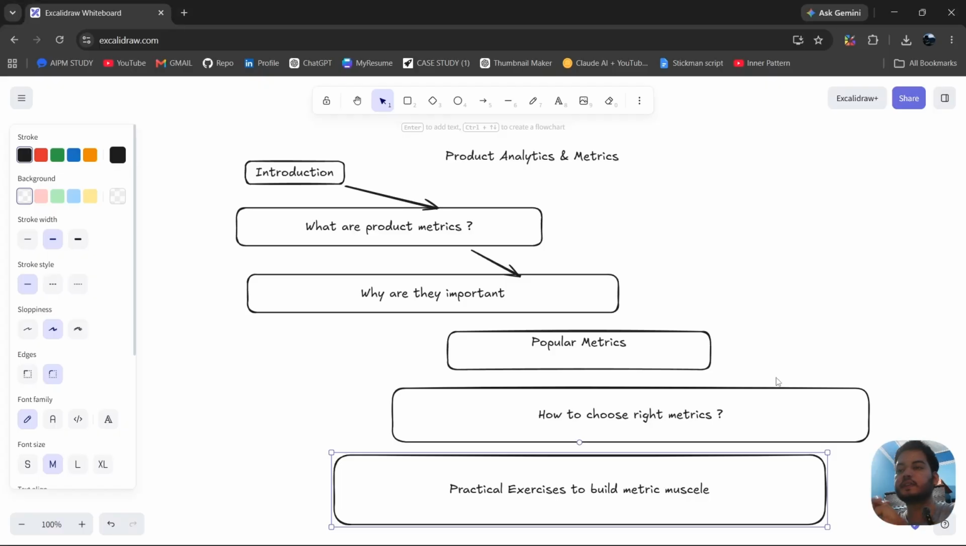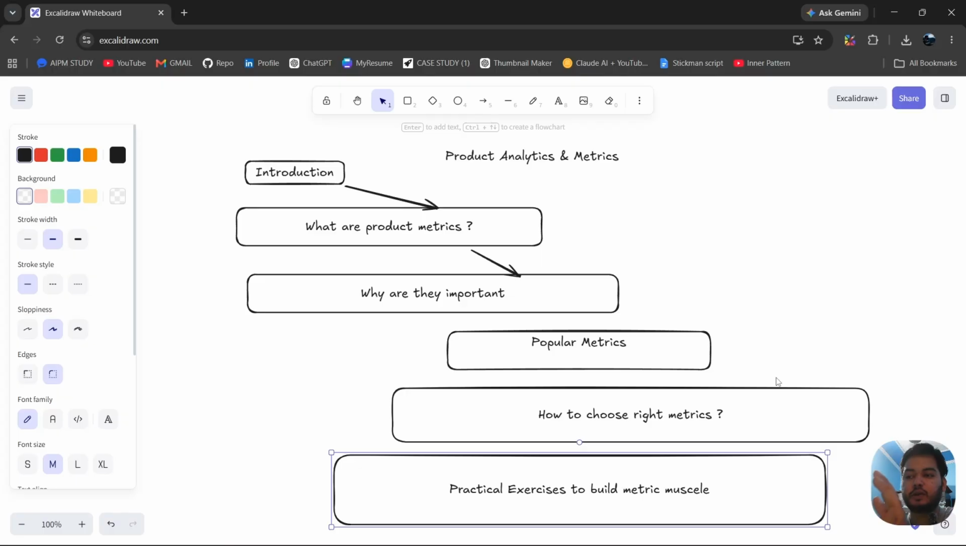Hi everyone. So in this video we are going to discuss one of the important topics, which is product analytics and metrics. In order to dissect how we are going to choose the right metrics for our product, we need to go step by step. I have divided this whole scenario into six major steps in which I will be introducing the terminology, what product metrics are, why they are important, what the popular metrics are, and how to choose the right metrics.